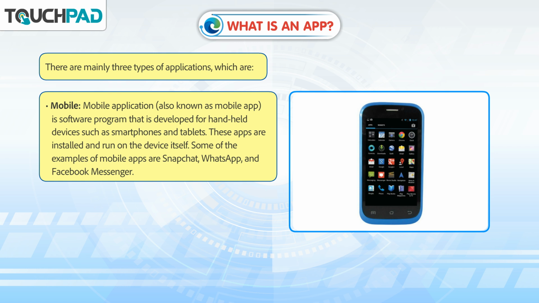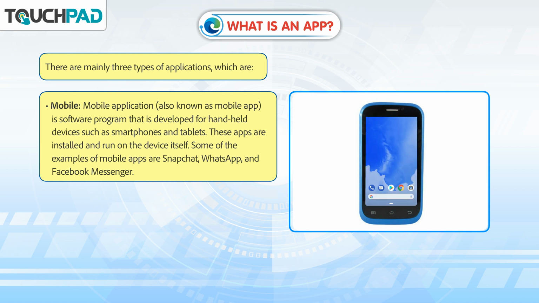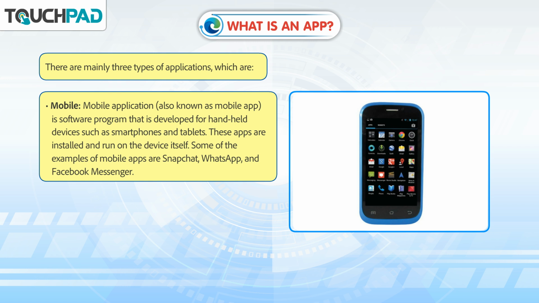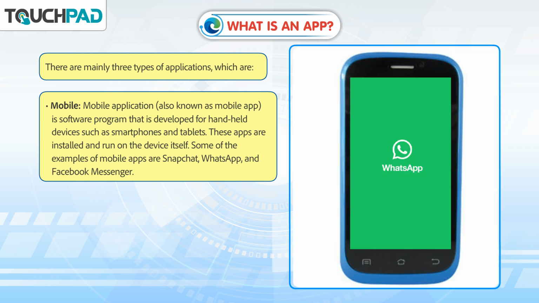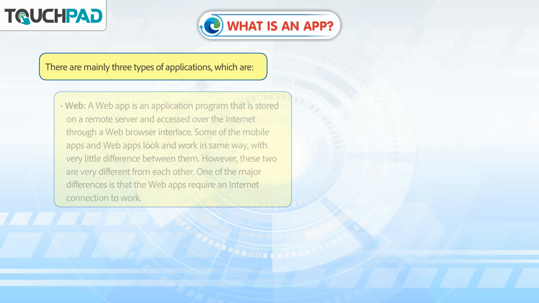Mobile application, also known as mobile app, is software program that is developed for handheld devices such as smartphones and tablets. These apps are installed and run on the device itself. Some of the examples of mobile apps are Snapchat, WhatsApp, and Facebook Messenger.